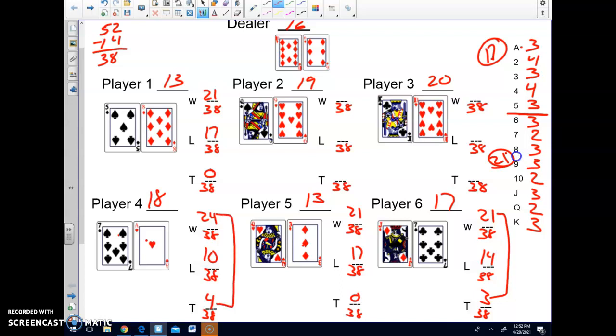I take my wins and ties here, which is 28. And that's how many cards help me win when I have a score of 19. The 3 threes would cause me to tie. 28 and 3 is 31. 31 and 7 is 38.